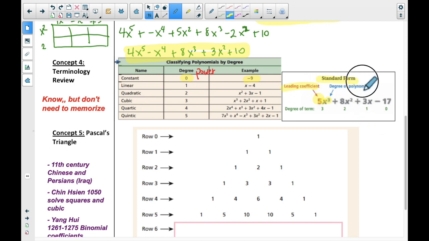Also, the standard form means it is in decreasing order. We talked about that a little bit earlier this year too. 3rd power, 2nd power, 1st power, 0 power. All right, that's all that this video is going to cover. So hopefully some basics, just a quick review of some things you already know.